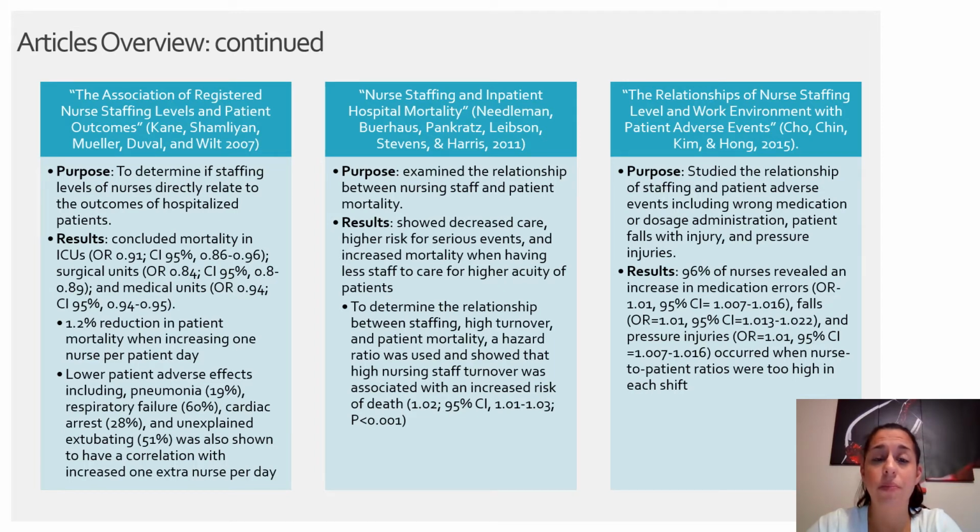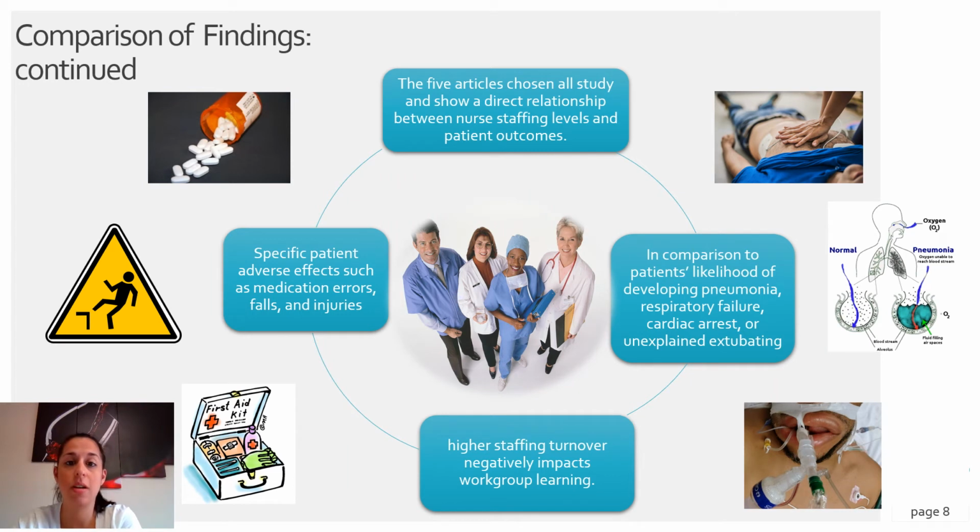The 5 articles chosen all study and show a direct relationship between nurse staffing levels and patient outcomes. However, some articles study specific patient adverse effects, such as medication errors, falls, or injuries, in Cho's article, in comparison to patients' likelihood of developing pneumonia, respiratory failure, cardiac arrest, or even unexplained extubation, in Kane's article in 2007. In these 2 articles, they each reveal that the higher nurse-to-patient ratios reduce the overall risk of patient adverse effects.